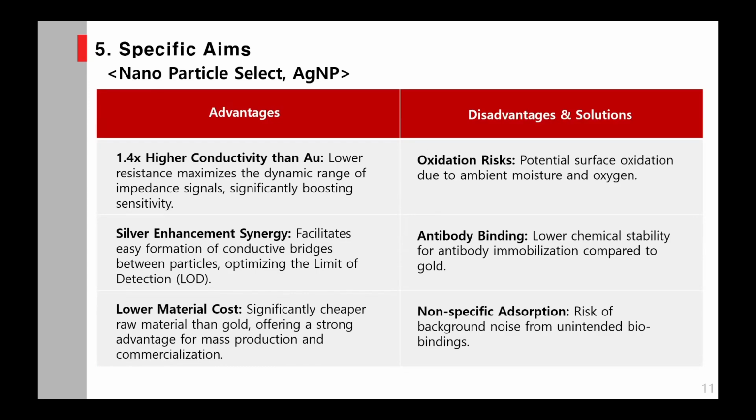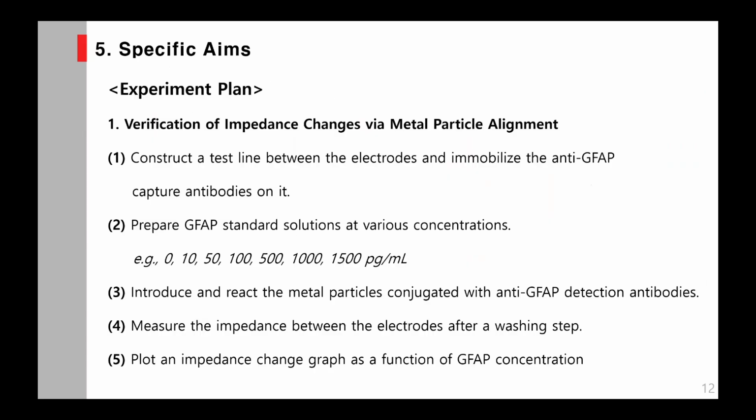We chose silver because it has 1.4 times higher electrical conductivity than gold. This significantly amplifies the dynamic range of our impedance signal. Although silver has challenges like oxidation, we address them through proper packaging and optimized washing. Thus, silver provides the best balance of analytical performance and cost effectiveness.